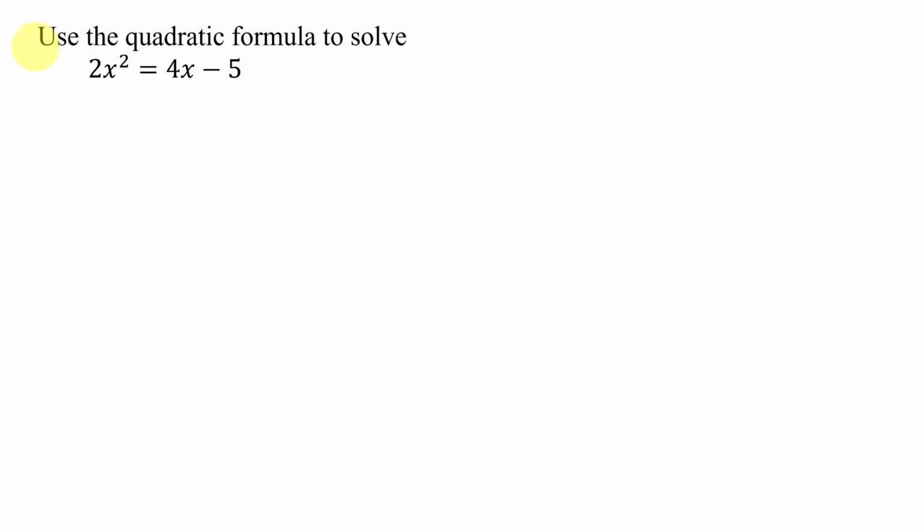In this example, I need to use the quadratic formula to solve the equation 2x squared equals 4x minus 5. Often with solving quadratic equations, it's up to us to decide how to solve them, but in this case, we're told we must use the quadratic formula. Now, whether we're using the quadratic formula or factoring, we need to have the equation in standard form.